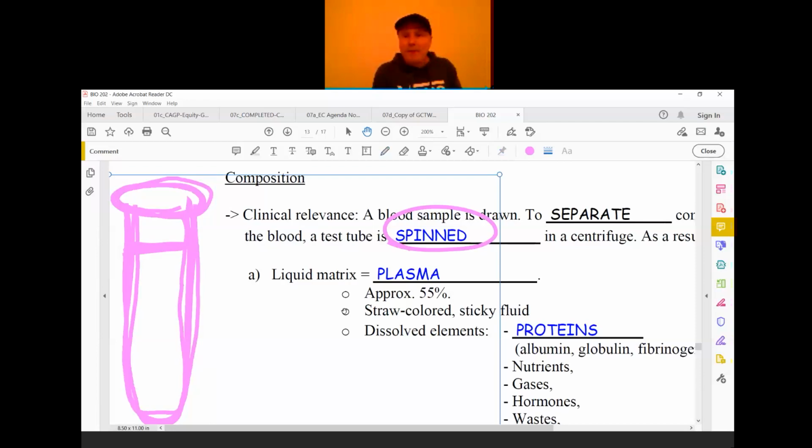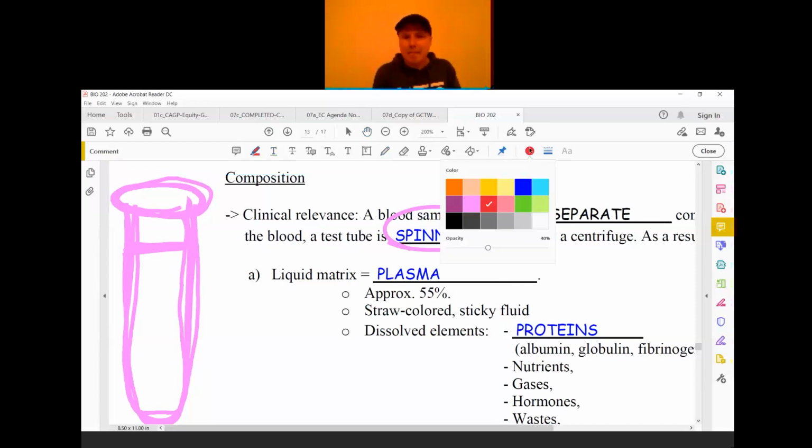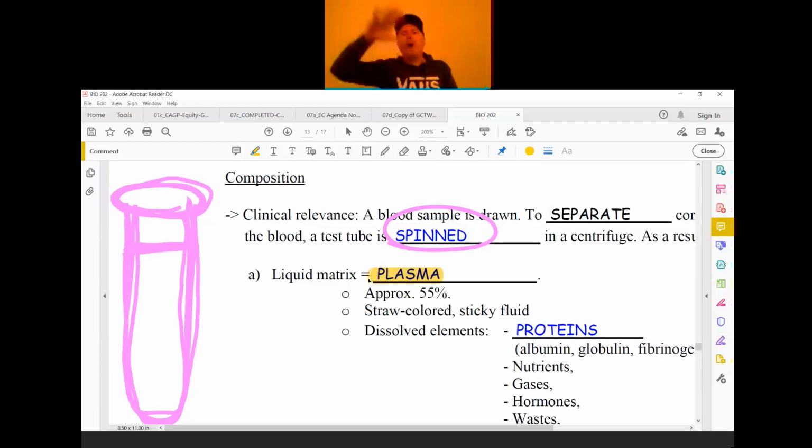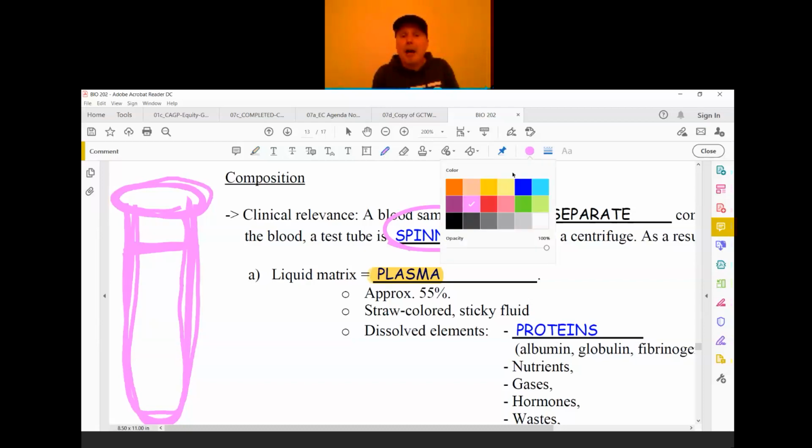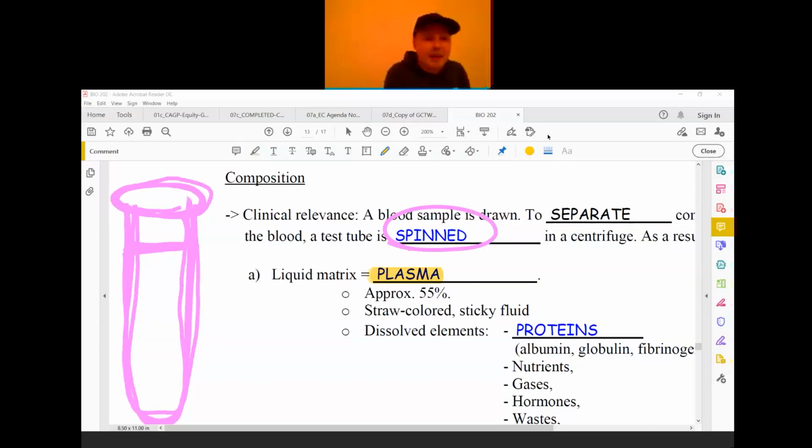Okay, and the first one that we're going to look at is going to be the plasma. So plasma is all this liquid within which all other parts of the blood are dissolved. So plasma is the only liquidy stuff. Everything else is either cells or parts of the cells. And about 55% of the blood is going to be plasma.